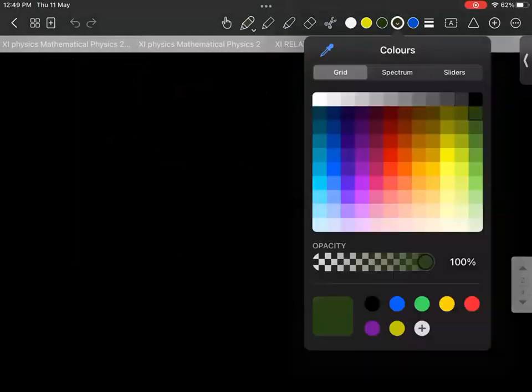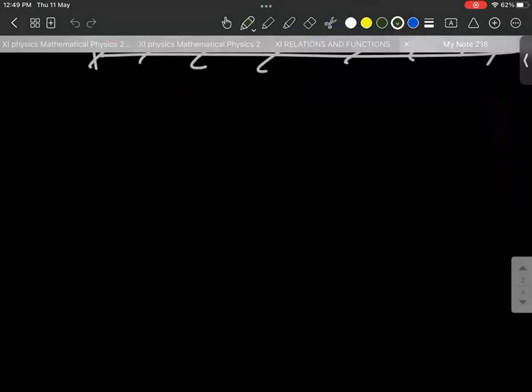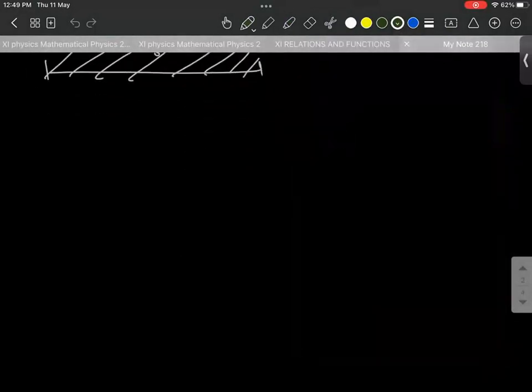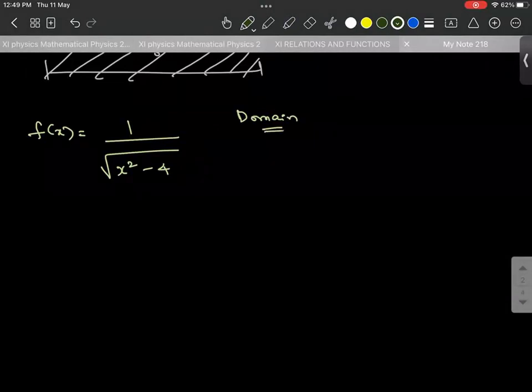So the next question is, f of x is equal to 1 by root of x square minus 4. Here, how should I start for the domain? Root of x square minus 4 is strictly greater than 0. So x square minus 4 is strictly greater than 0. What I'll get is (x minus 2)(x plus 2) greater than 0.